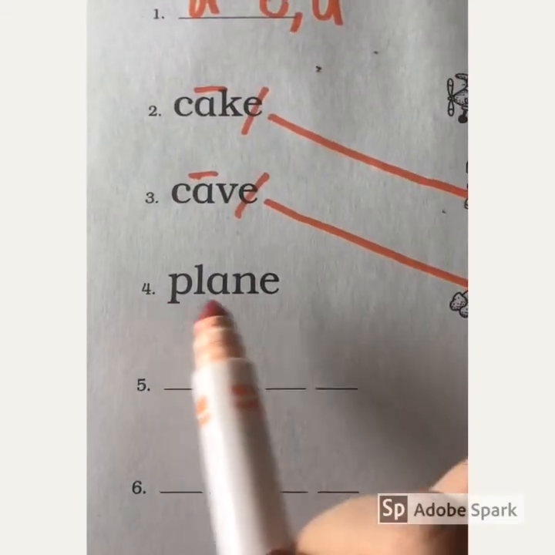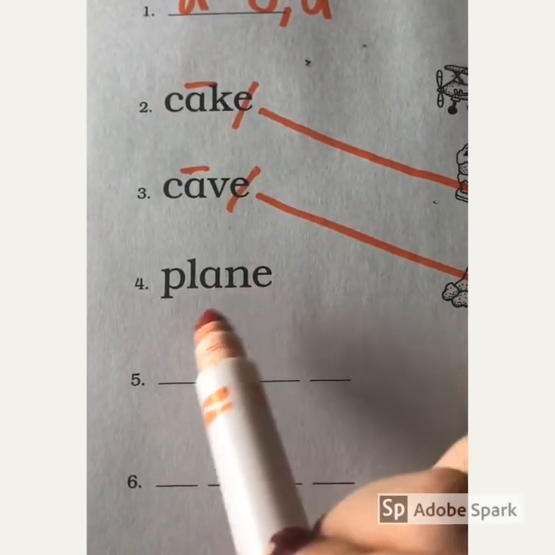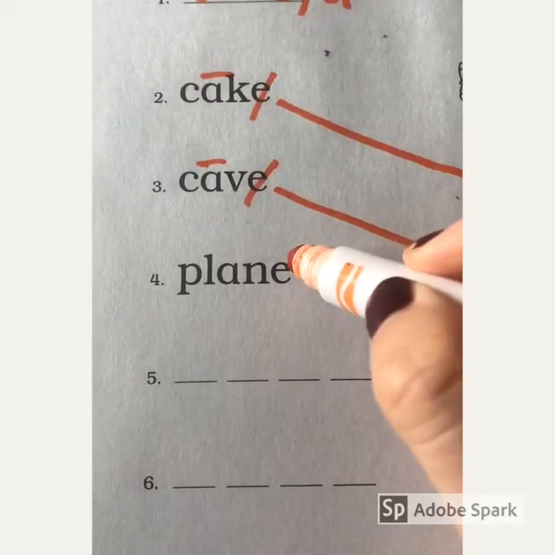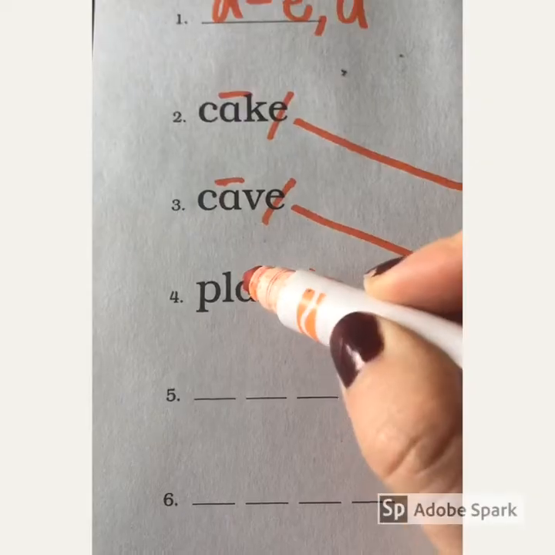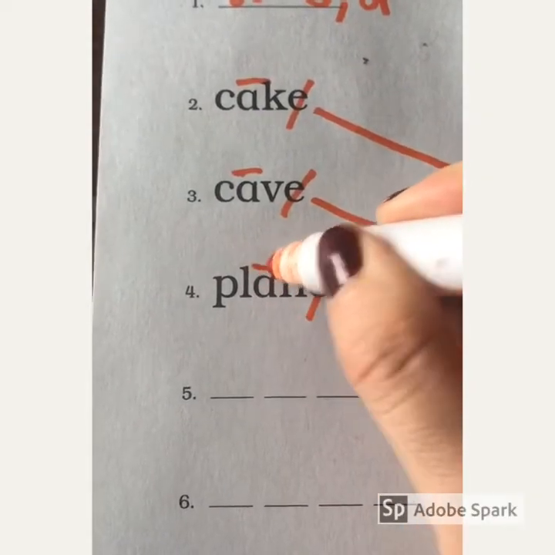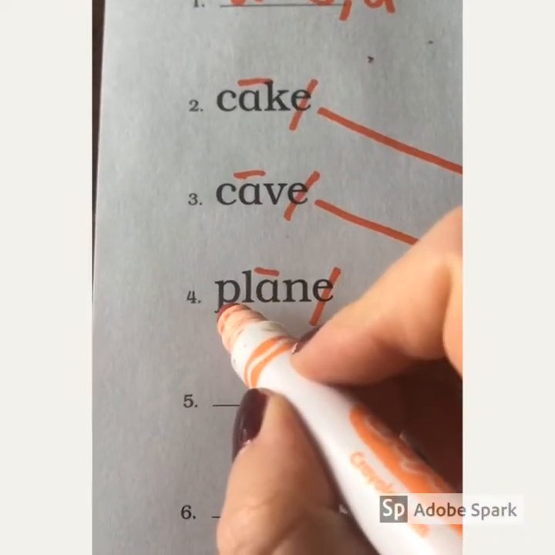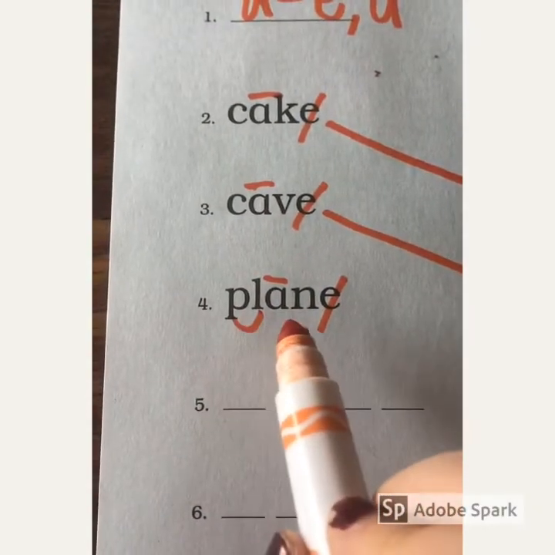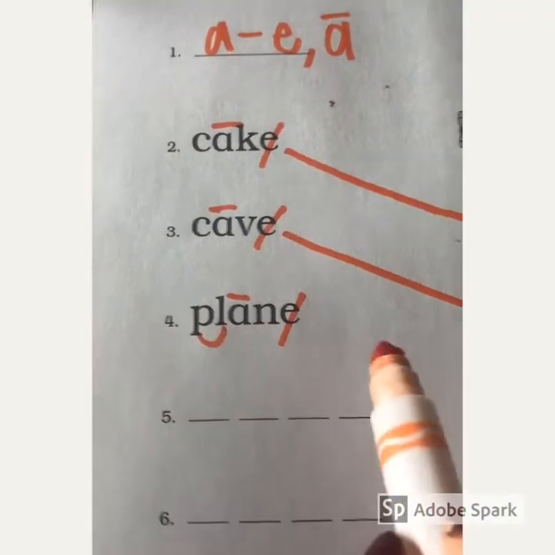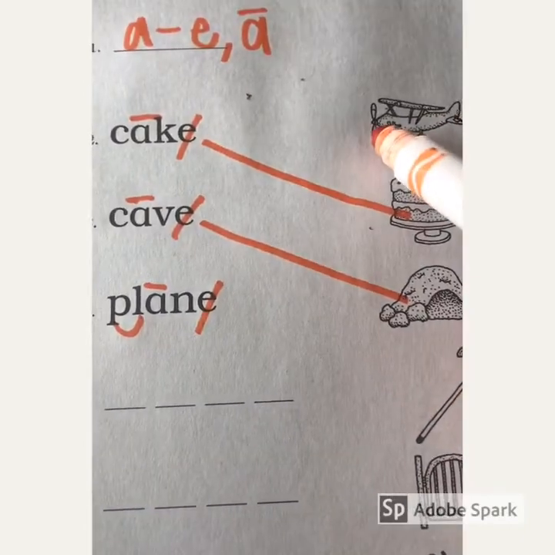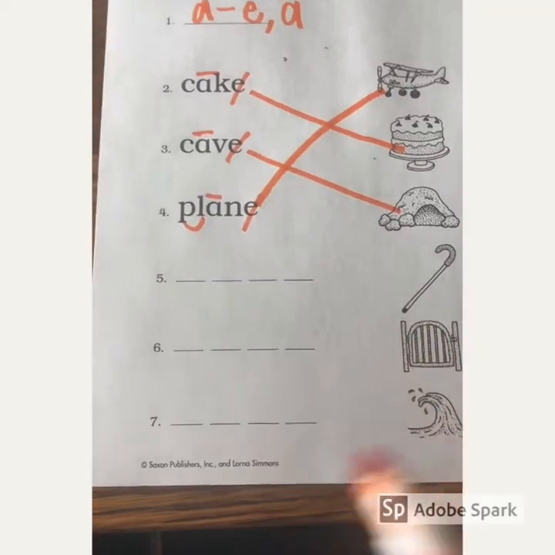And the last word. Do you see any vowels in this word? Yep, A consonant E. That means E is sneaky. We cross it out. E sneaks up on the A, scares it, makes it sound long. We put a macron on top. This is a blend right here. Plane. Find the plane and draw a line to it. Very good.